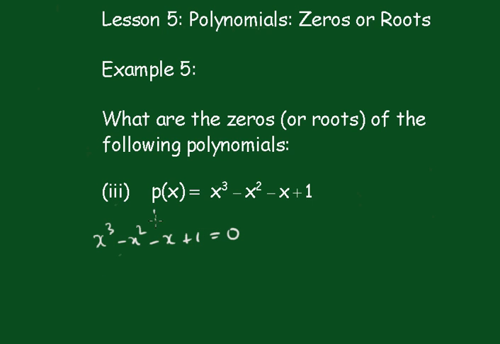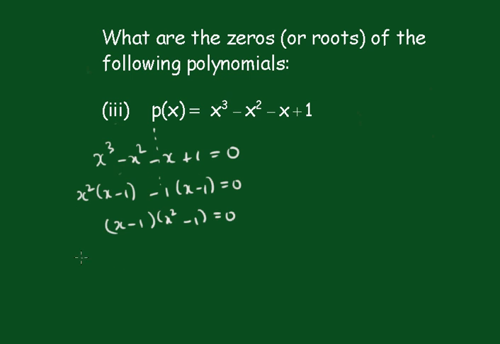Now split this down the middle, take out the highest common factor here, which is x squared. So x squared outside of x minus 1, minus 1 outside of x minus 1 equals 0. So we get x minus 1 outside of x squared minus 1 equals 0. So we're going to get x minus 1, x minus 1, x plus 1 equals 0.